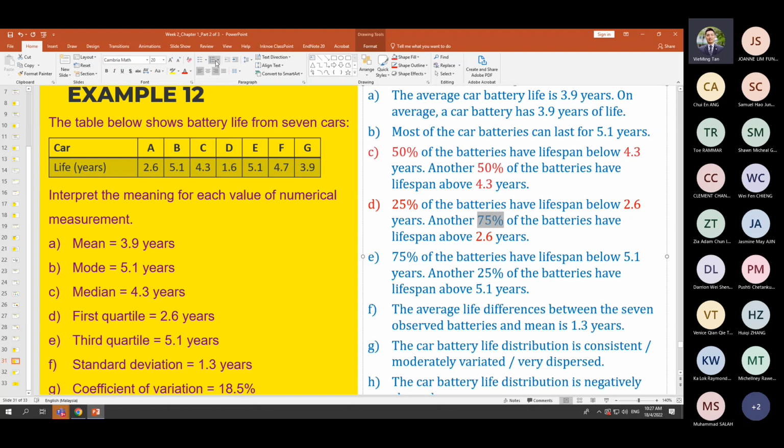75%, very important. So you may find that for the first quartile, we use 25% less than and 75% more than.